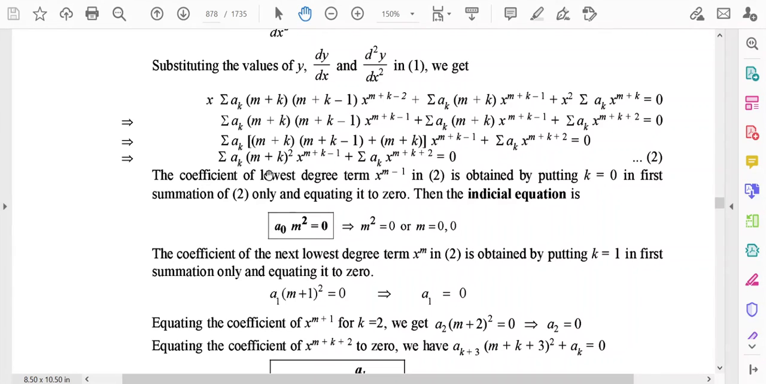So in the first sum only we will put k is equal to 0, and if we put k is equal to 0 here, then the initial equation will be a0 m square is equal to 0. So m is equal to 0, 0. Again the same case has been obtained.